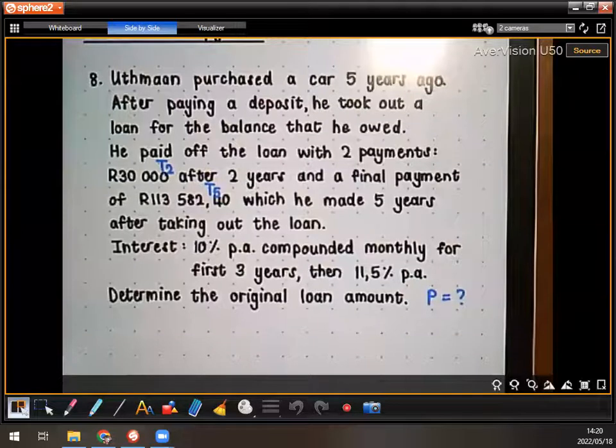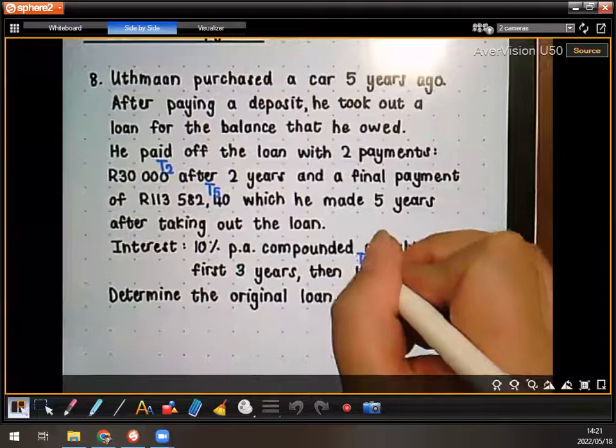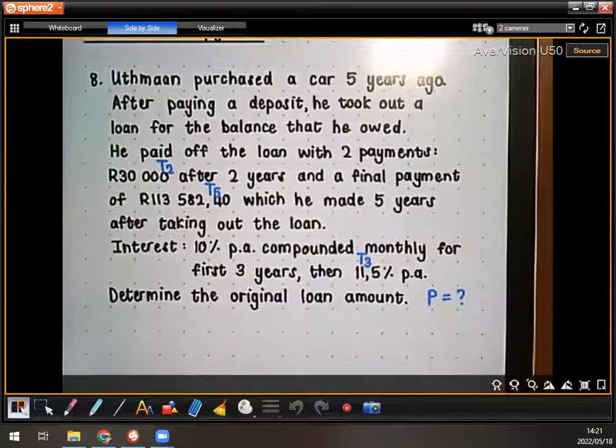Okay, they're giving us 2 interest rates. The first one, 10% monthly for the first 3 years. So from T0 to T3, it was that interest rate, right? Then at T3, so underneath that line, it changed. So this new interest rate we're going to write underneath.